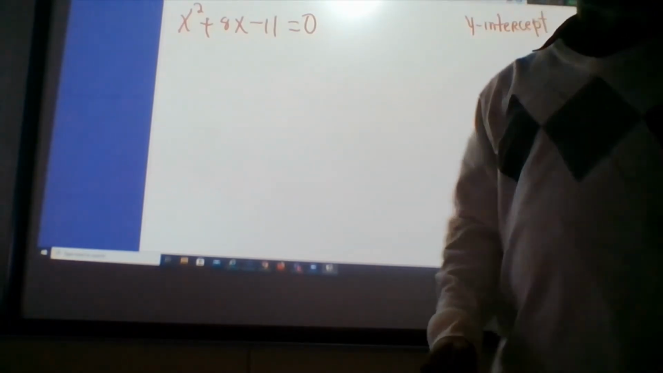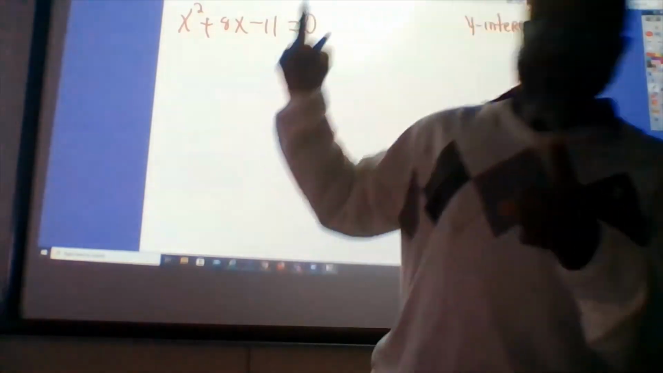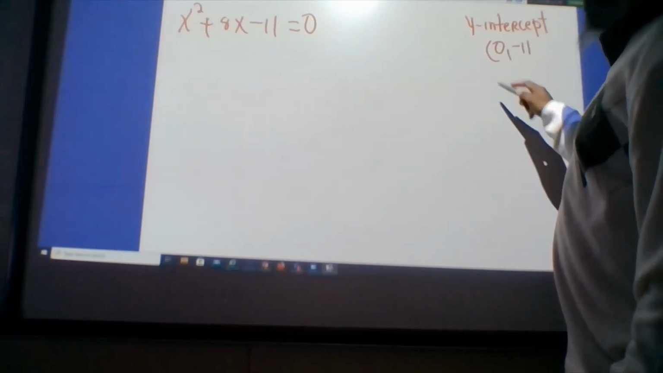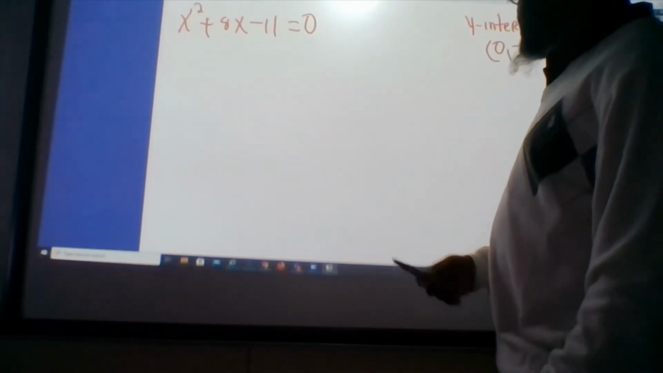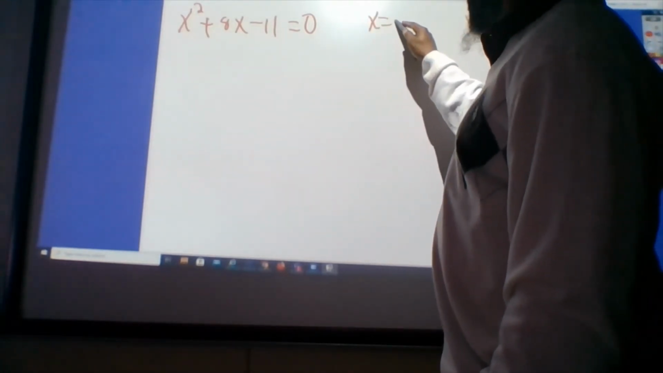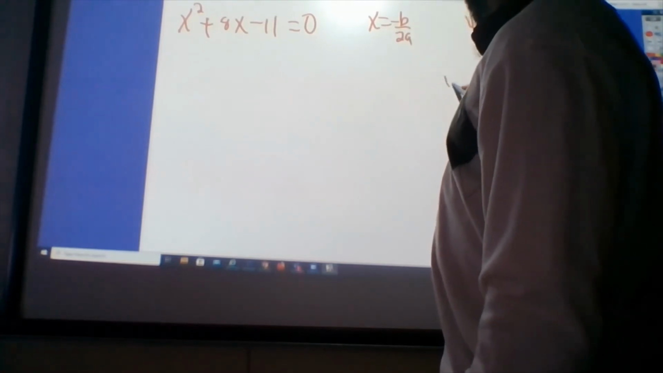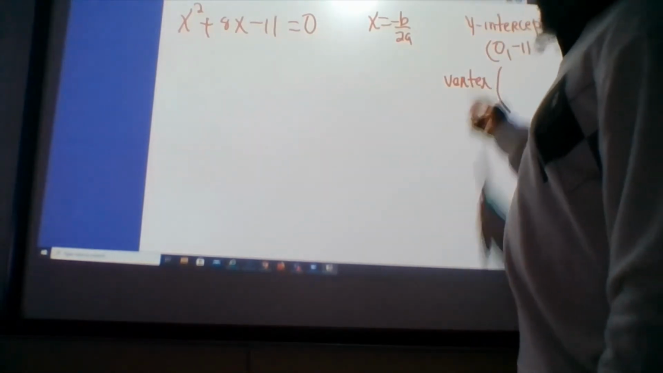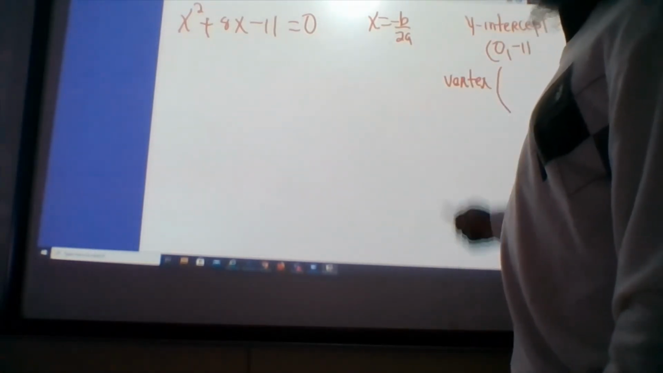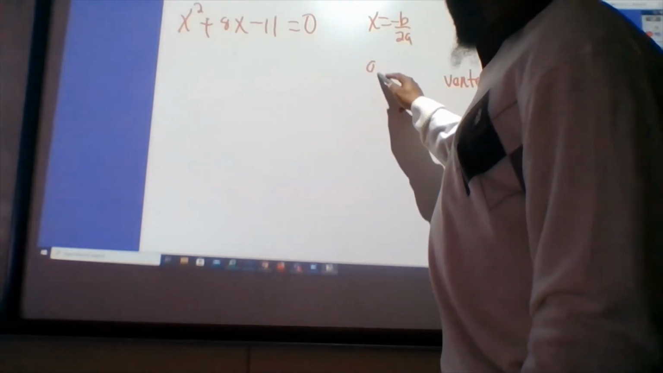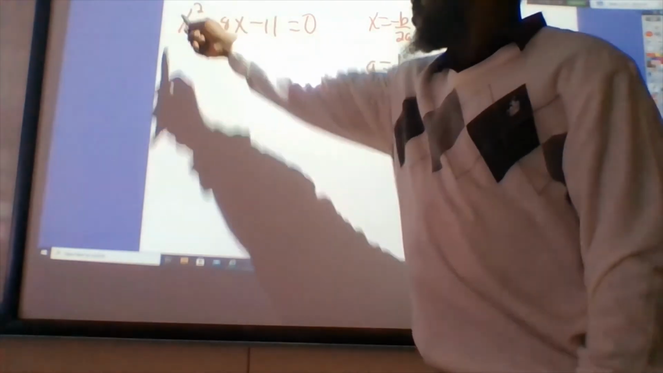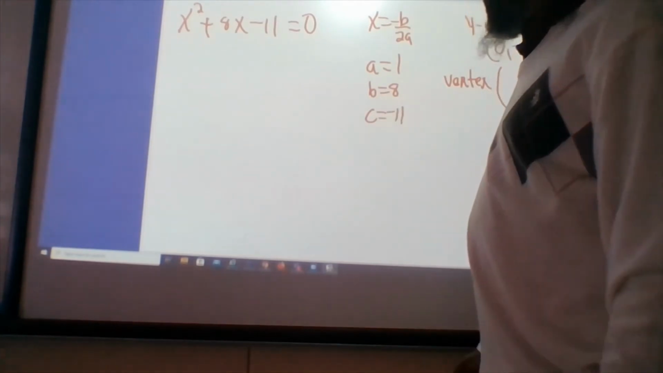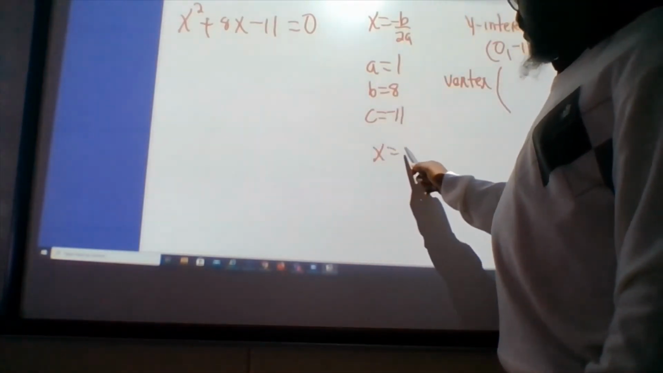The second thing I'm going to find is my axis of symmetry, which is negative b over 2a. This will help me find the x-coordinate of the vertex. I already found my y-intercept, and now I'm going to find the most important point. Let's see what a is. A is 1, b is 8, and c is negative 11. So I'm going to use my axis of symmetry formula, negative b, which is 8, over 2 times 1. So x equals negative 8 over 2. x is negative 4. The x-coordinate of the vertex is negative 4.